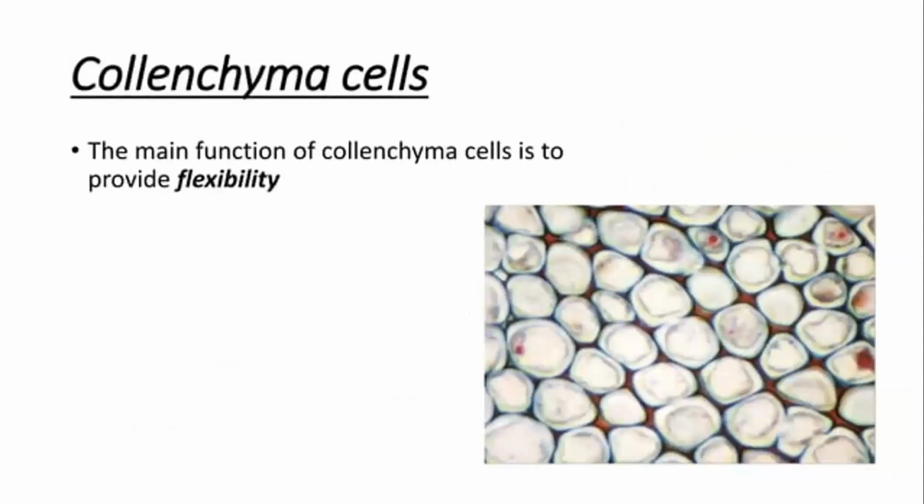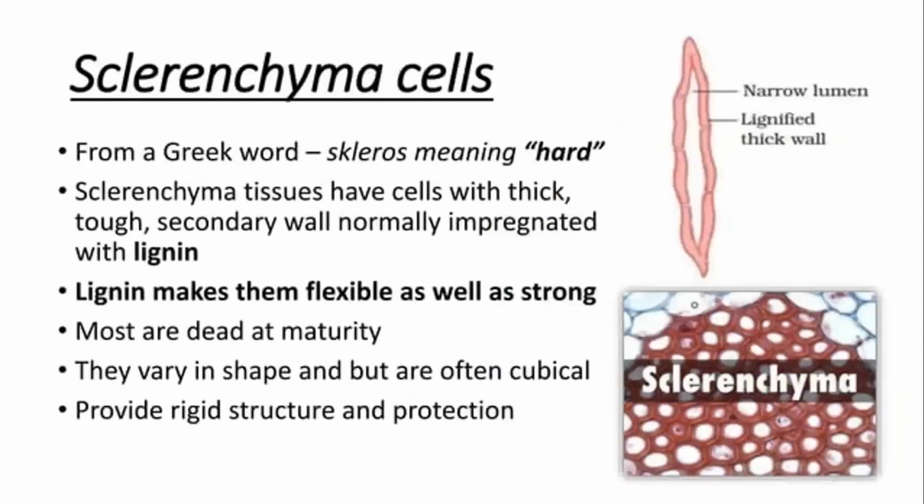So next one is sclerenchyma. Collenchyma is a living cell, but sclerenchyma cells are dead cells. From the Greek word, sclerus means hard. Sclerenchyma tissues have cells with thick, tough secondary walls, normally impregnated with lignin. Due to the presence of lignin, these sclerenchyma cells are hard and generally dead cells.